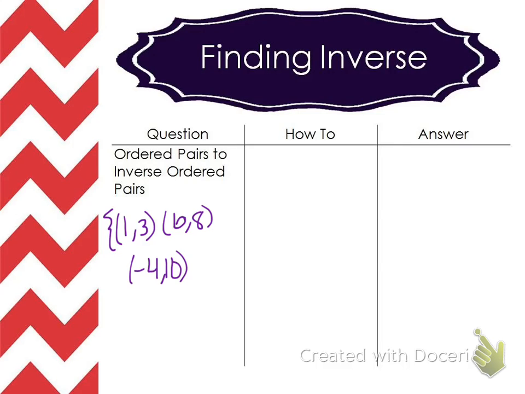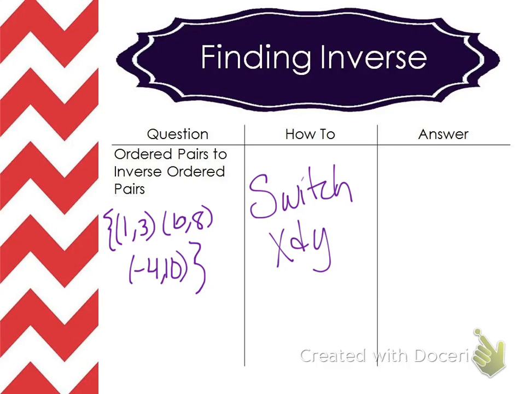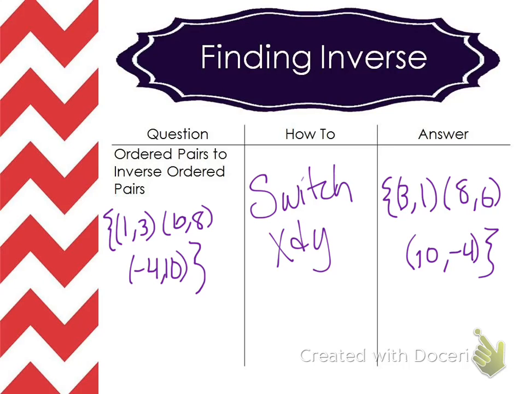Okay, so what's been the key this whole lesson? Someone say it. Switch X and Y. So to find these ordered pairs, inverses would be 3, 1, 8, 6, and 10, -4. Okay, so hopefully we have figured out how to find inverse in all kind of situations.